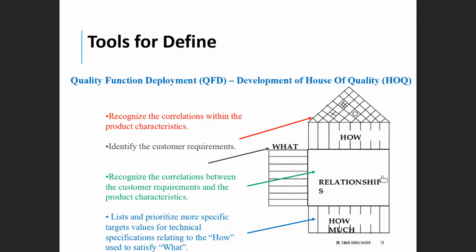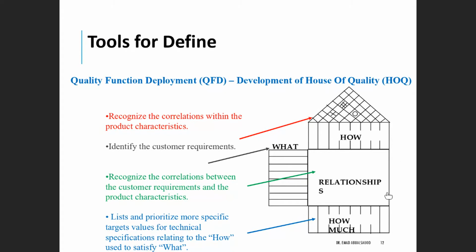And in the middle here, the relationship between the technical requirements and the customer requirements. The bottom here is showing, or prioritizing, more specific target values for technical specification, and relating the what and how, and how you satisfy them. So basically here is the result or the ranking. You would see them here, which one you should focus on first. We will see now more details about the house of quality.